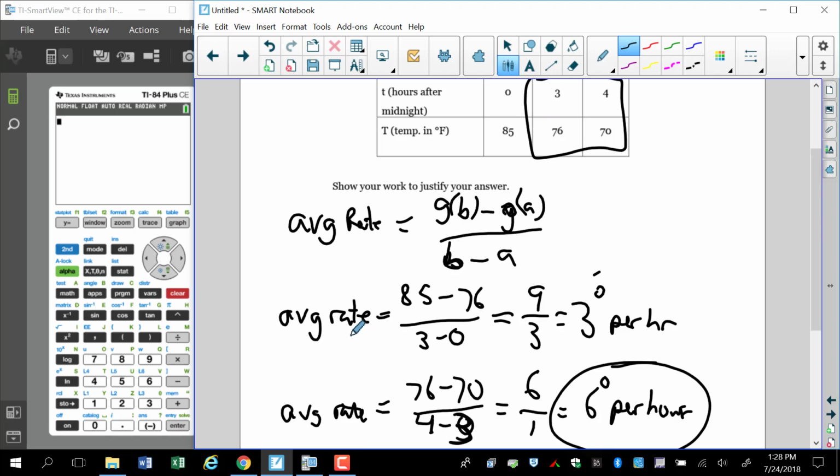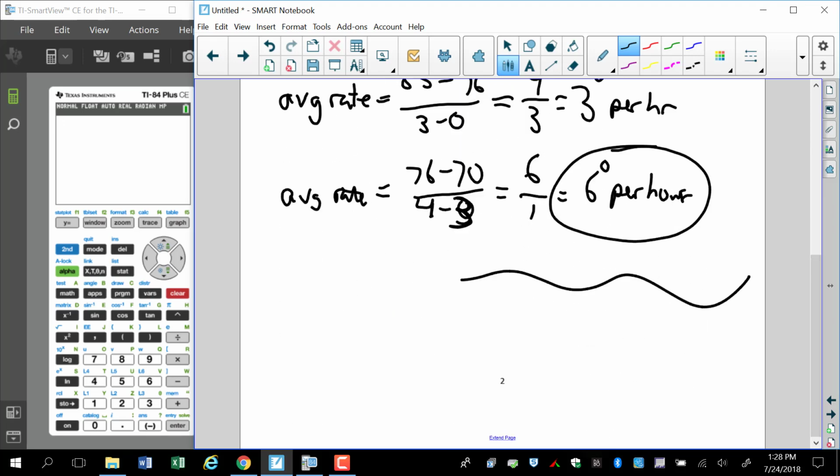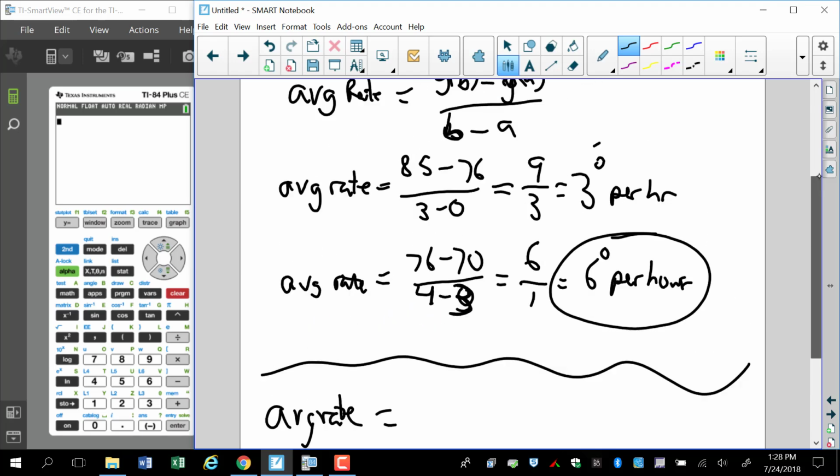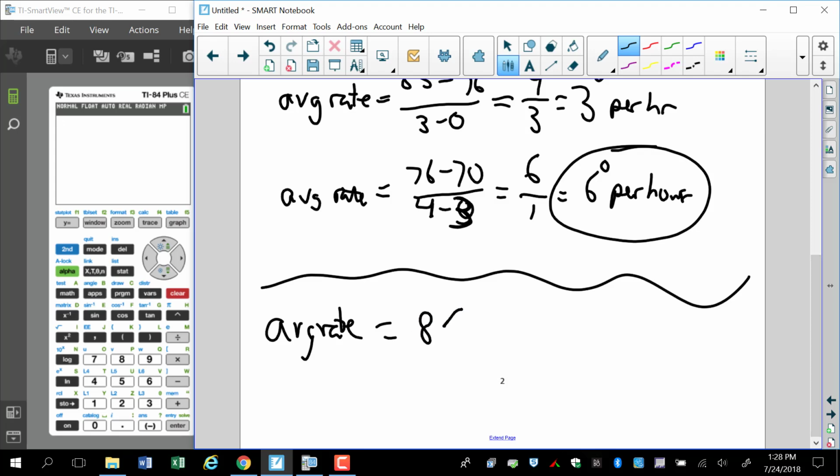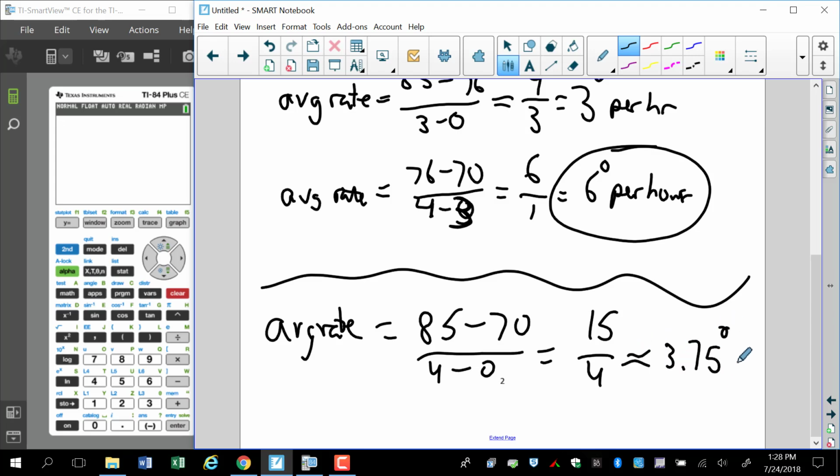If we wanted to do one other problem, what would be the average rate of change between midnight and 4 o'clock? You could do that problem as well. And that average rate would be 85 to 70 degrees over midnight to here, which is 15 degrees in 4 hours, which is 3.75 degrees per hour. So this is how you use your average rate of change formula. Hopefully this makes sense. Good luck with your work, and let me know if you have any questions.